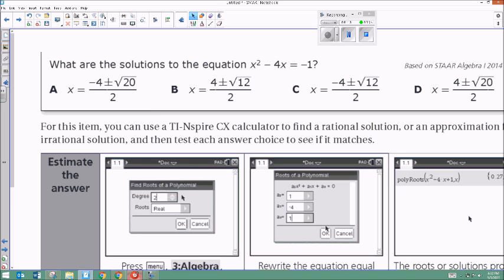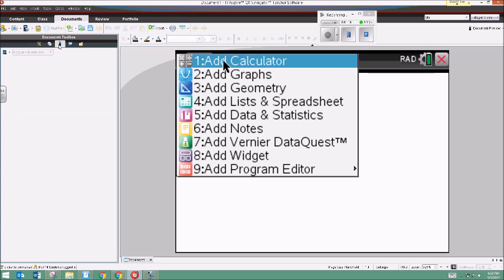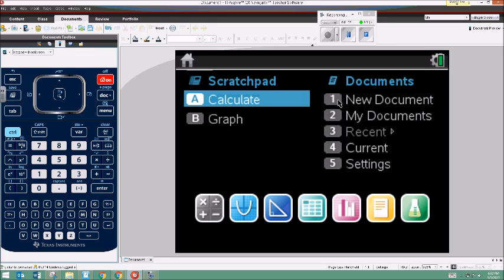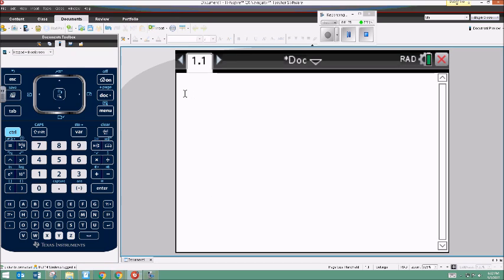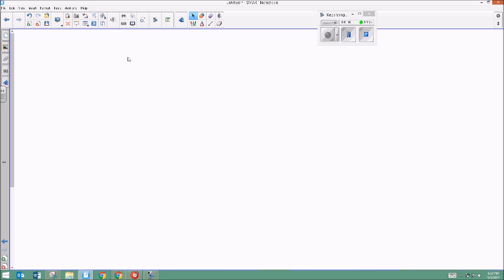So let's take this example first. Let's say I'm trying to find solutions to the equation, and for this we need to go to the calculator. So let's go to add calculator. Let's say we're doing this example here, x squared minus 4x equals -1. First thing we need to do is solve the equation, set it equal to 0. So let's write the equation. x squared minus 4x equals -1.